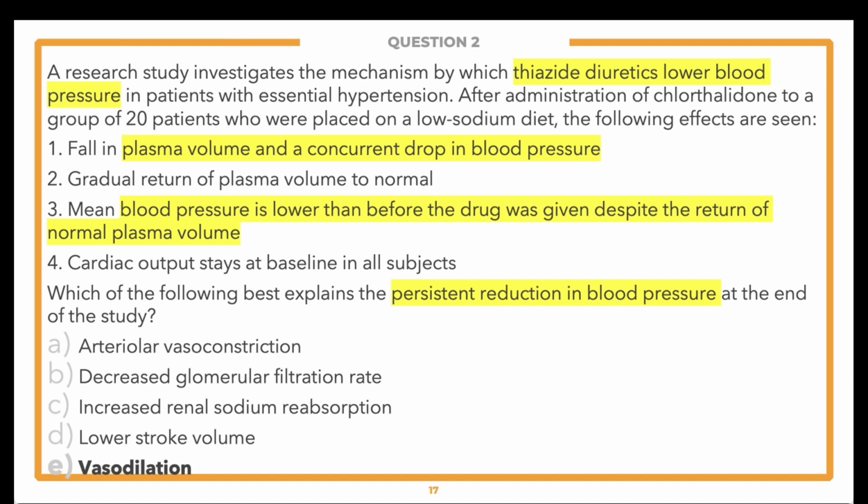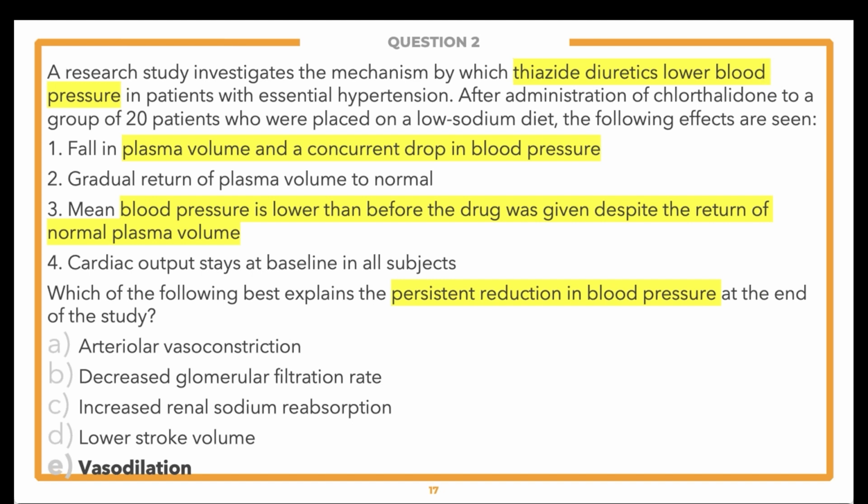Other options here, I'll go through them quickly. So A, obviously, if I'm doing arteriolar vasoconstriction, I'm going to increase blood pressure, not reduce it. So take that out right away. Decreasing GFR, same thing, right? If I reduced my GFR, wouldn't that increase my blood pressure by holding on to more fluid in my body?